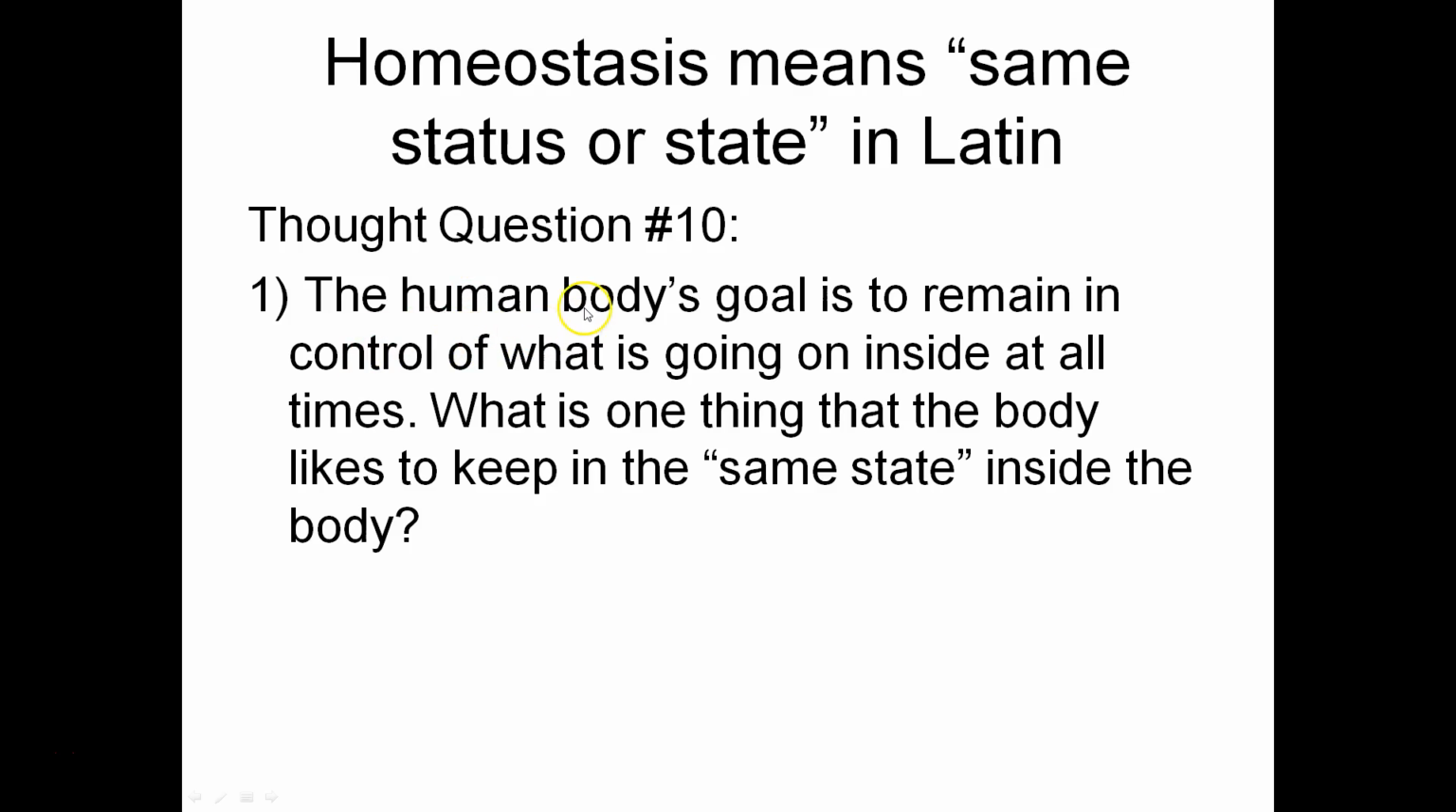So the thought question here says, the human body's goal is to remain in control of what's going on inside at all times. What is the one thing that the body likes to keep in the same state? What is one thing, not the one thing, many things. Same state inside the body. So I'll pause the video here and think about that for a moment and write your answer down.